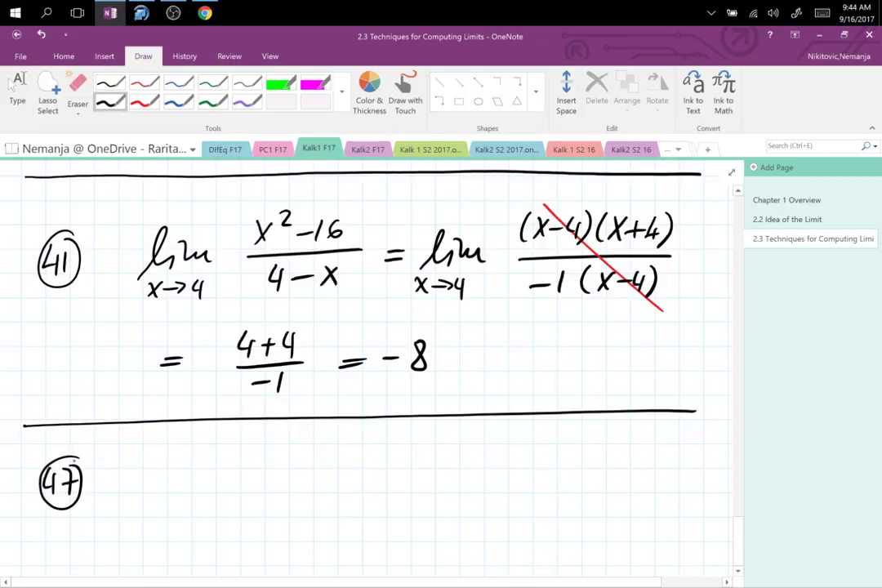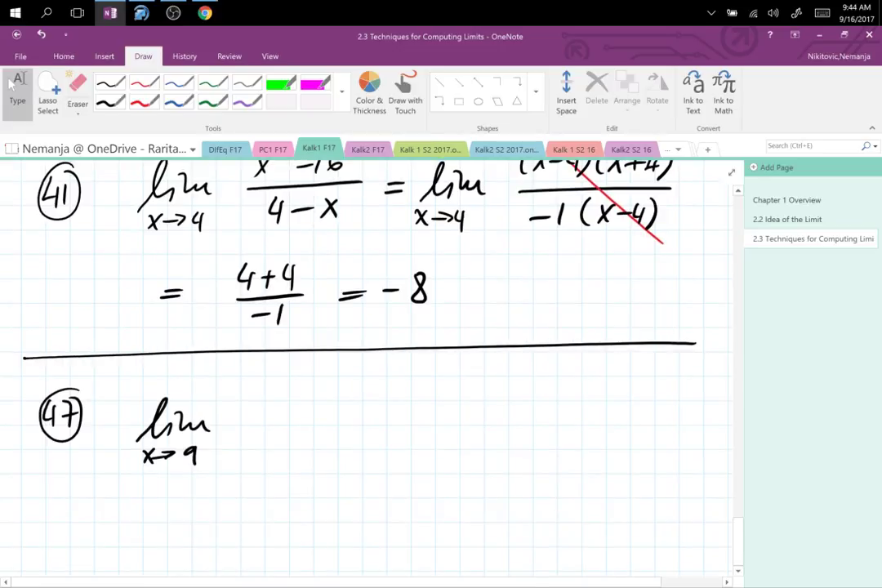Let's see. Spicier version. Limit as x goes to 9. Ready? Square root of x minus 3 divided by x minus 9. The square root is just for x, right? Yes.